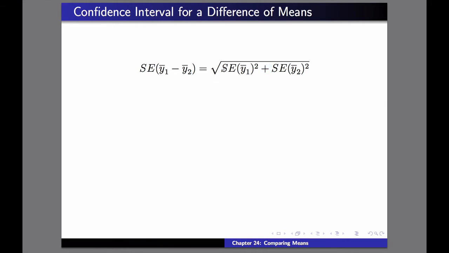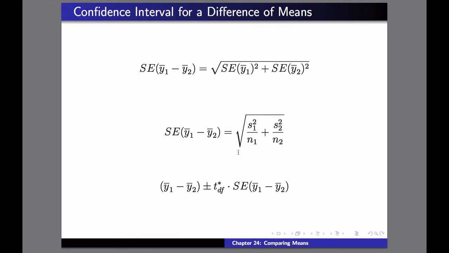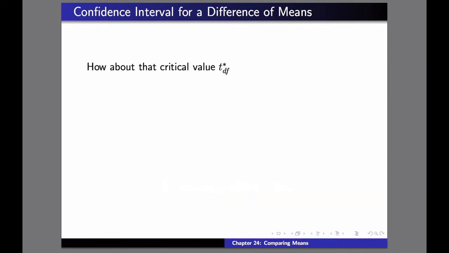So this is how we calculate the standard error for the difference in means. And standard error, of course, is s over square root of n. So when you square those, you get something that looks like that. And so that was our standard error, and this is, again, the confidence interval we're dealing with.